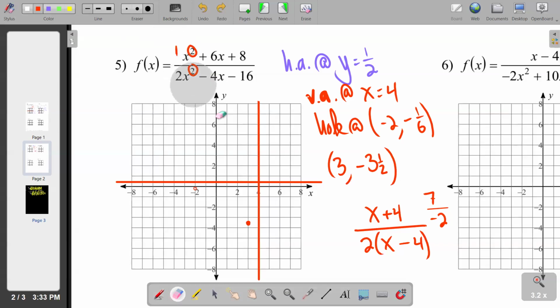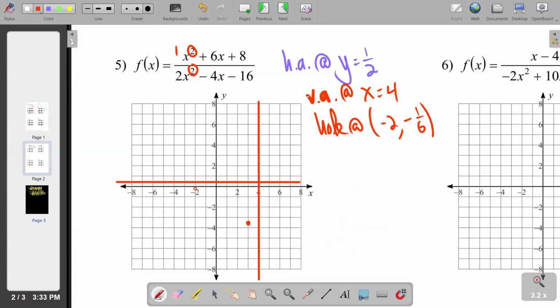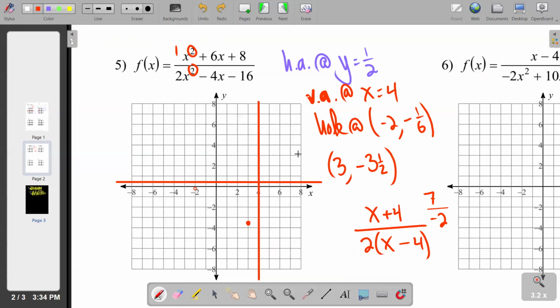So let's do 0. I'll take 0. I love 0. So if I put in 0, I erased it again. What a knucklehead. So if I put in 0, I get 0 plus 4 is 4. 0 minus 4 is -4 times 2 is -8. What does that equal? -1/2. So at 0, I get -1/2.